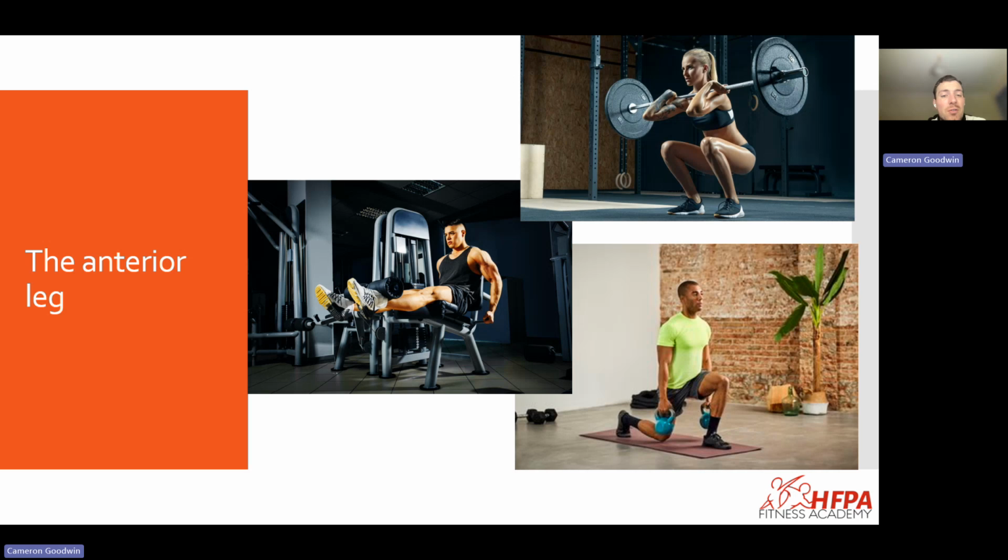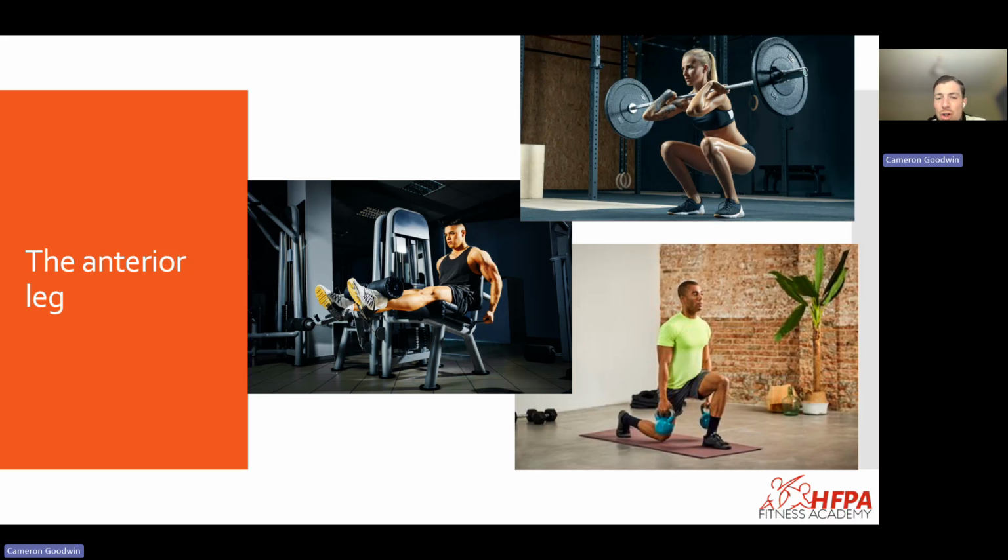Now, some of the anterior parts for leg training, of course, you have your leg extension, which the majority of gyms have, even small gyms. You have your squats, various different squats. You have a front squat, as you can see this lady is executing here. You can have your barbell back squat. You can have a pendulum press, you can have a hack squat, you can have a goblet squat, you can have a kettlebell squat, various different ways.